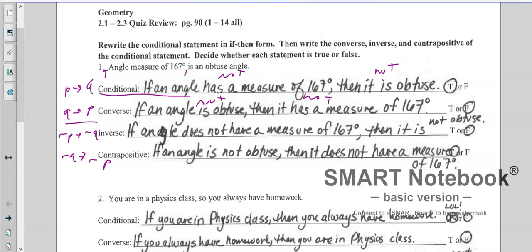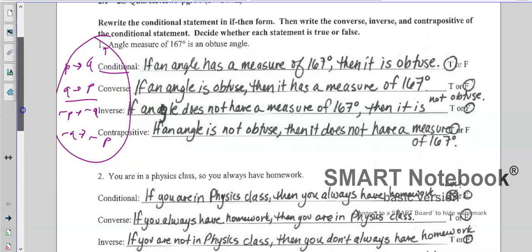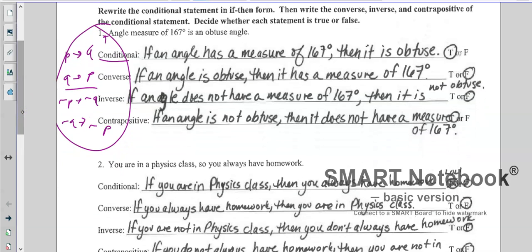That's the first part, just getting the adaptations down. If you understand how these work, that will be all you need to know, because you don't have to memorize them. They're going to be on the quiz. Then you have to analyze each statement. Sometimes you might need to draw a picture or just think through it, because these can be confusing. If an angle has a measure of 167, that's bigger than 90, it's obtuse, that's true.